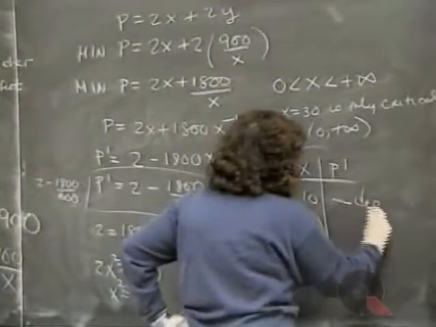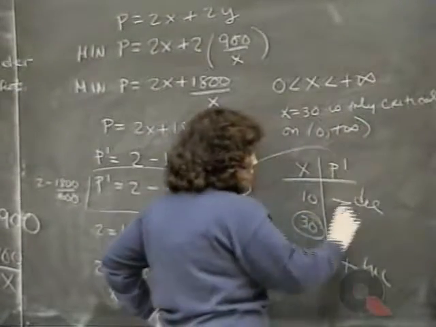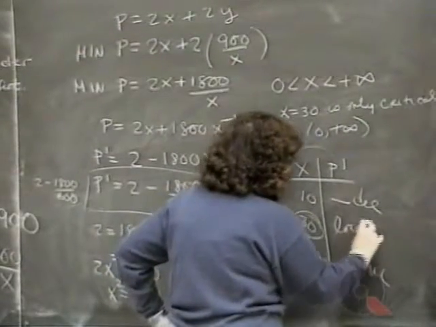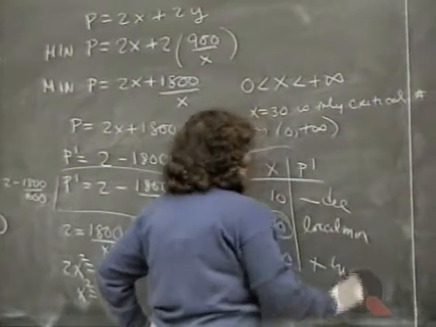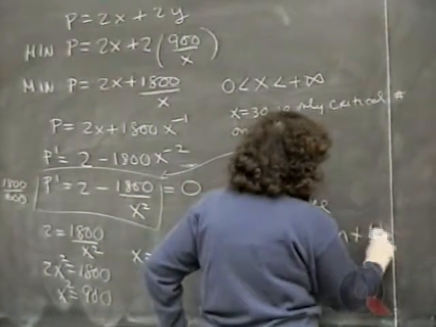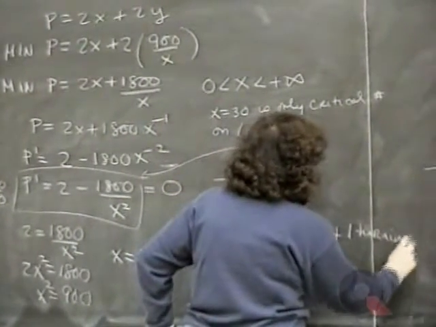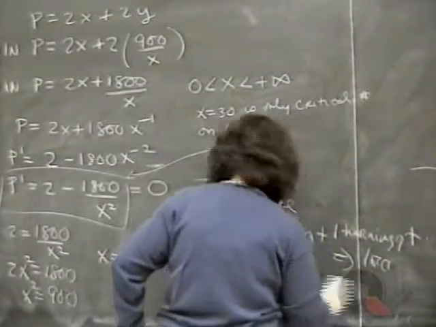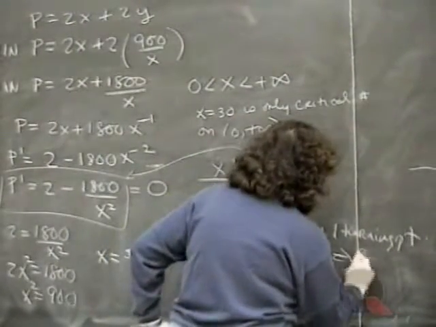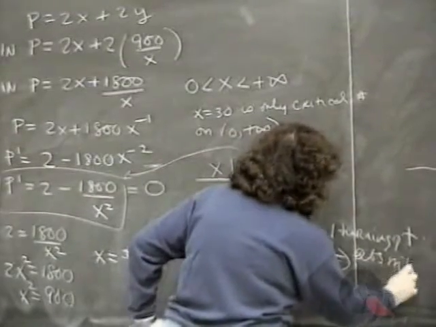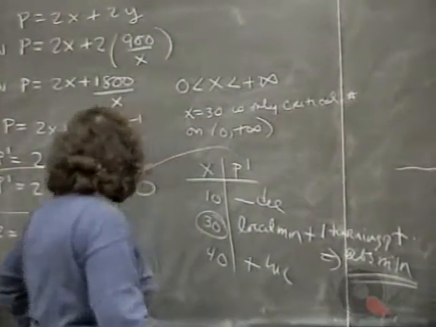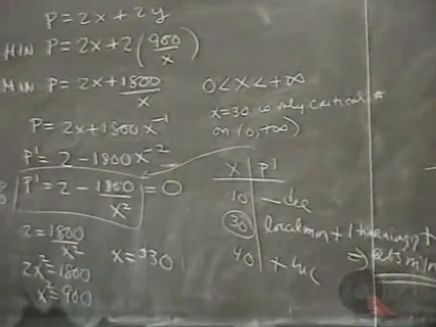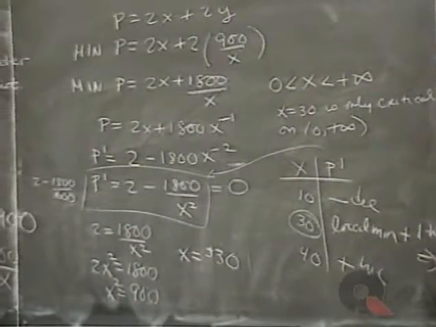The function was decreasing, then increasing, so you have a local min and only one turning point, which implies that you have found the absolute min. So what is the question? The dimensions. Okay, you should always answer the question.